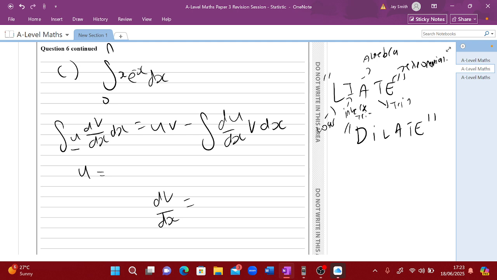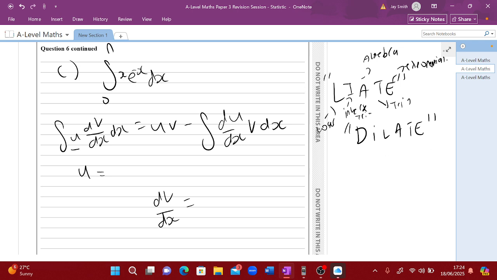So what you're going to want to differentiate, that's going to be your u value, isn't it? Because your u you're going to want to differentiate. And the DI stands for differentiate, so which function you're going to differentiate. You don't need the I because you don't deal with inverse trig with integration at A level, in the normal A level anyway. So I like to remember this DILATE.